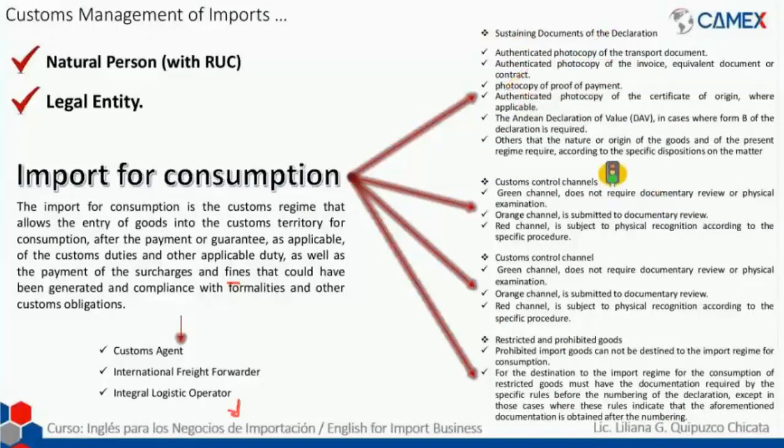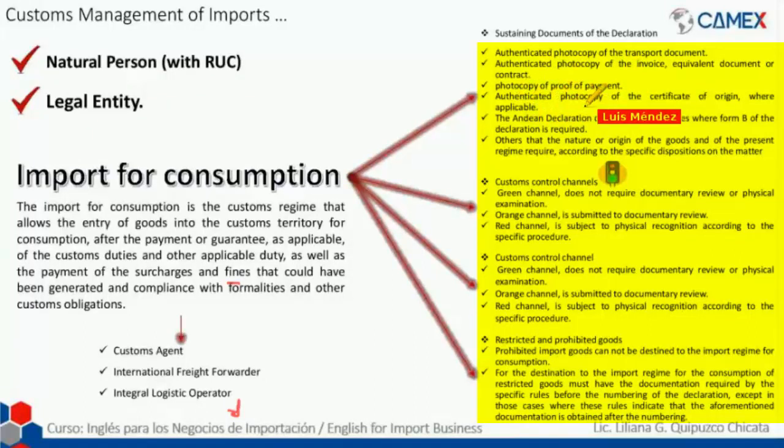So now, which documents do we need for a declaration, to sustain a declaration? We need the authenticated photocopy of the transport document. We need the authenticated photocopy of the invoice, factura, or document equivalent, or the contract. We need a photocopy of proof of the payment. Maybe you made a bank transfer with wire, you can use that.